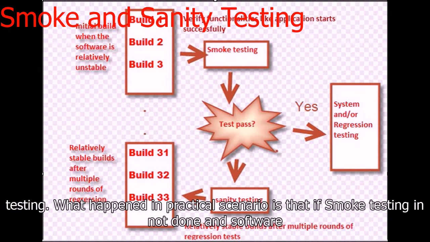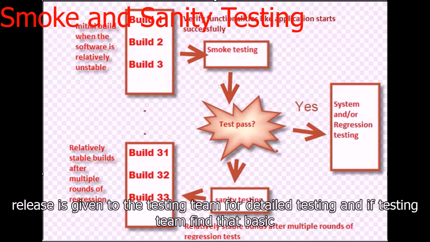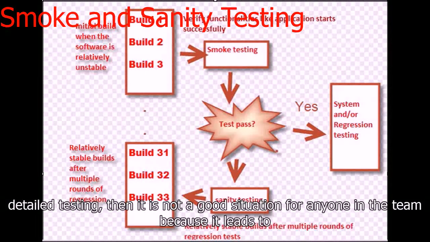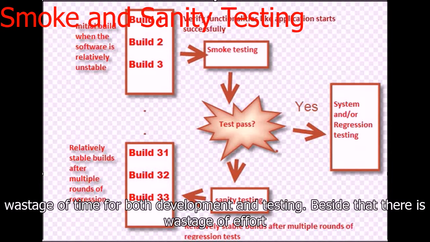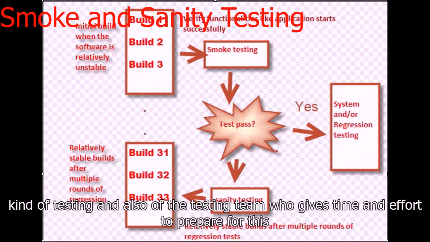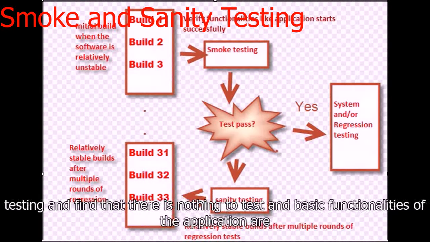What happens in a practical scenario is that if smoke testing is not done and the software release is given to the testing team for detailed testing, and the testing team finds that the basic functionalities of the application are not running and the software build cannot be subjected to detailed testing, then it is not a good situation for anyone in the team, because it leads to wastage of time for both the development team and the testing team. Besides, there is wasted effort from the development team to deploy the application in the testing environment without doing any kind of testing, and also from the testing team, who spend time and effort preparing for this testing and find that there is nothing to test and the basic functionalities of the application are not working.